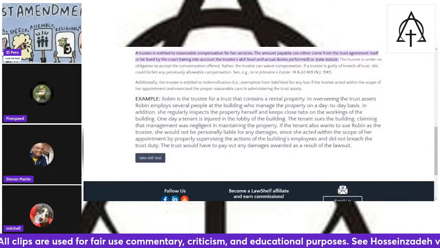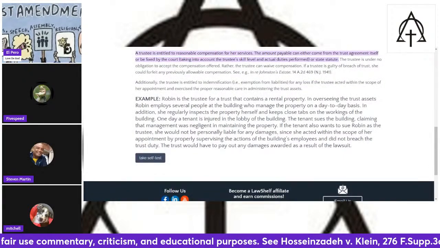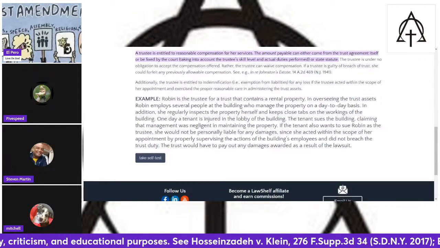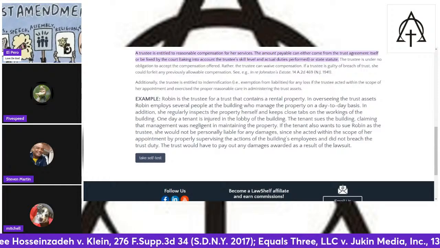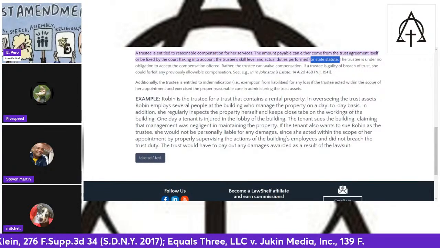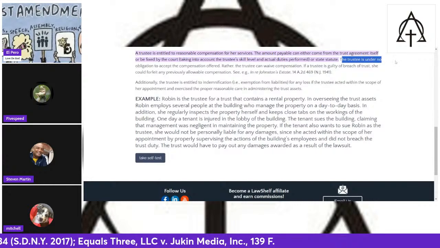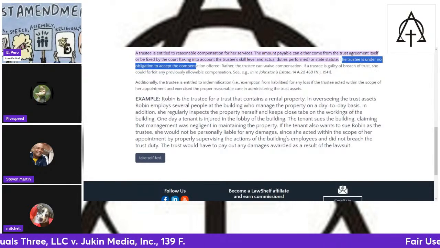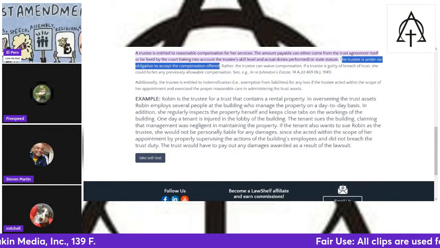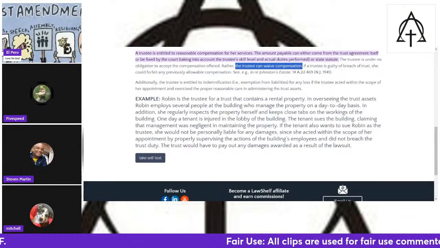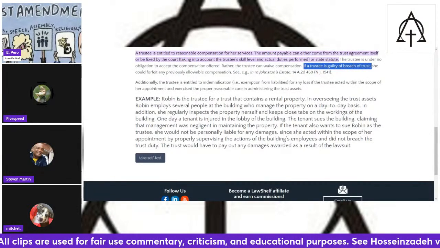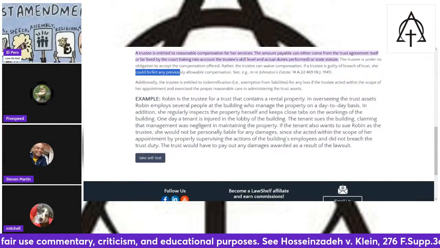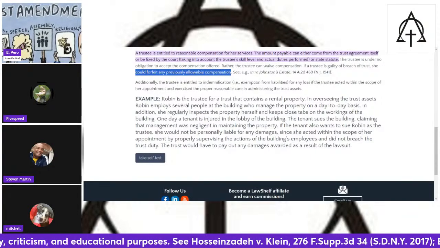It says a trustee is entitled to reasonable compensation for his services. The amount payable can either come from the trust agreement itself or be fixed by the court, taking into account the trustee's skill level and actual duties performed, or state statute. The trustee is under no obligation to accept the compensation offered. Rather, the trustee can waive compensation. Doesn't say he can waive his obligation. If a trustee is guilty of breach of trust, she or he could forfeit any previously allowable compensation.